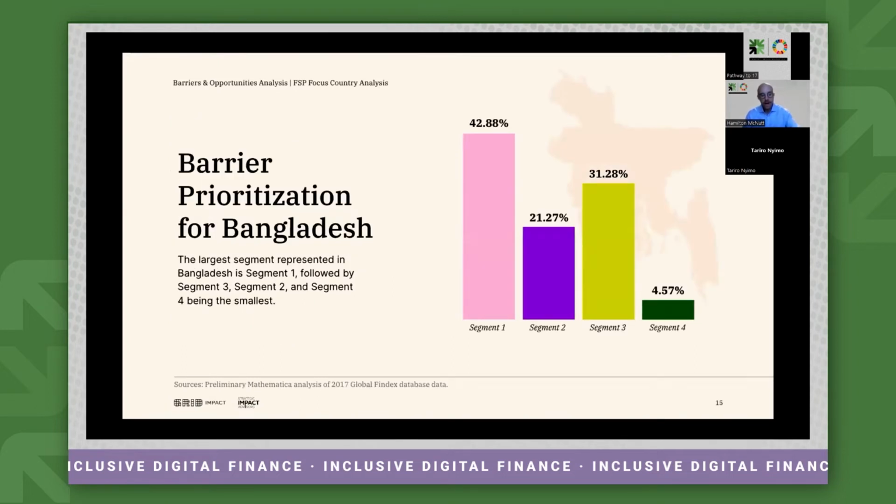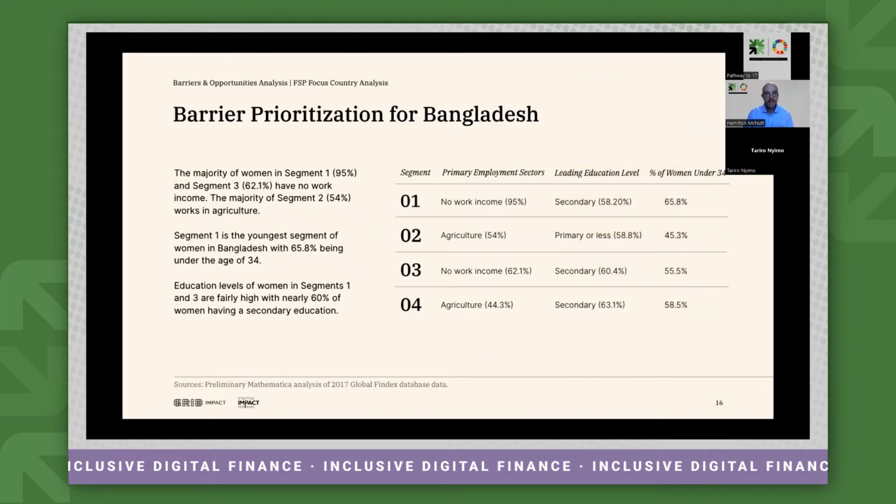Great. So if you were in our session yesterday, you've already seen an example of the specific market analysis, but I wanted to take everyone through a couple country slides. So we're going to look at Bangladesh really quickly for segment 1, and we're going to look at Ethiopia and then Uganda. So as you can see, in Bangladesh segment 1 is the largest segment with 42% of women in segment 1, and segment 3 is the second largest.